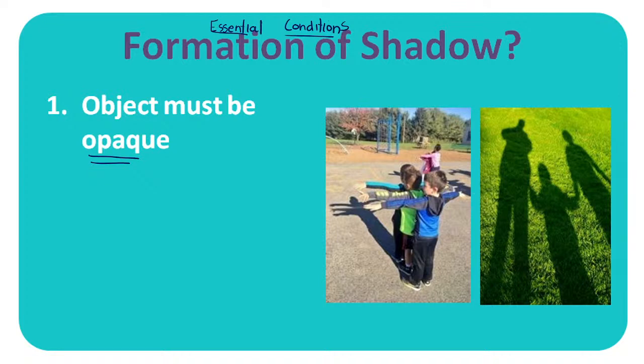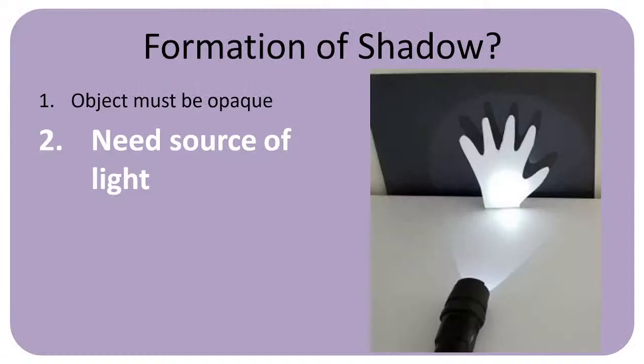Here you can see the children are playing with the shadow. Here you can see most probably a child with their parents over here. The shadow you can see on the ground. So for the formation of a shadow, the most important condition is an opaque object. Second important condition, there has to be a source of light, isn't it? Can a shadow form if there is no light? Do you see your shadow during the night time or during your daytime?